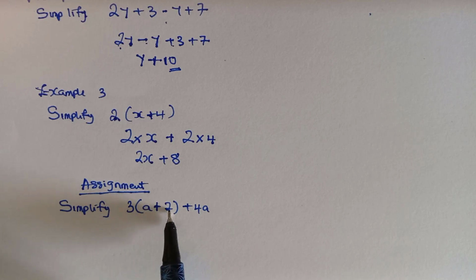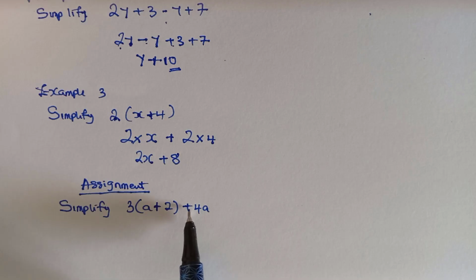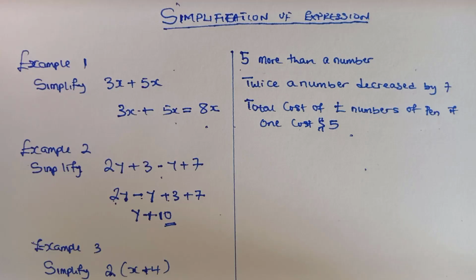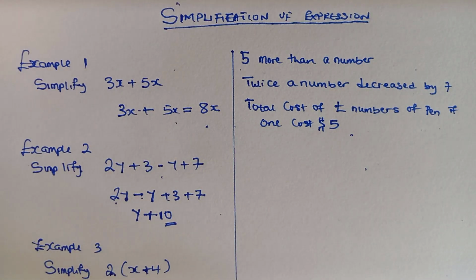So I'll leave you with a very simple challenge which says simplify 3 into the bracket of a plus 2 plus 4a. Your final answer is going to be 7a plus 6. So I want to see your answer in the comment section.